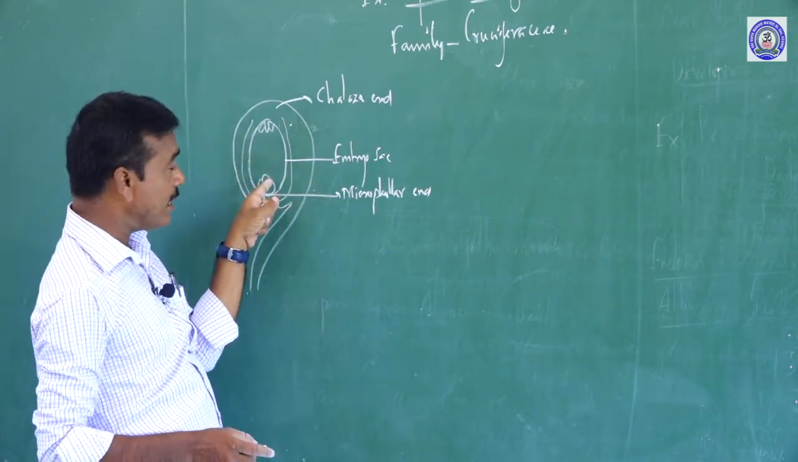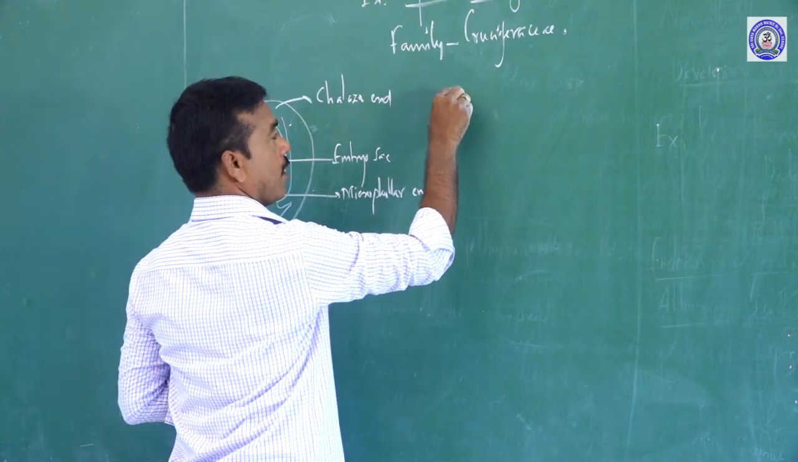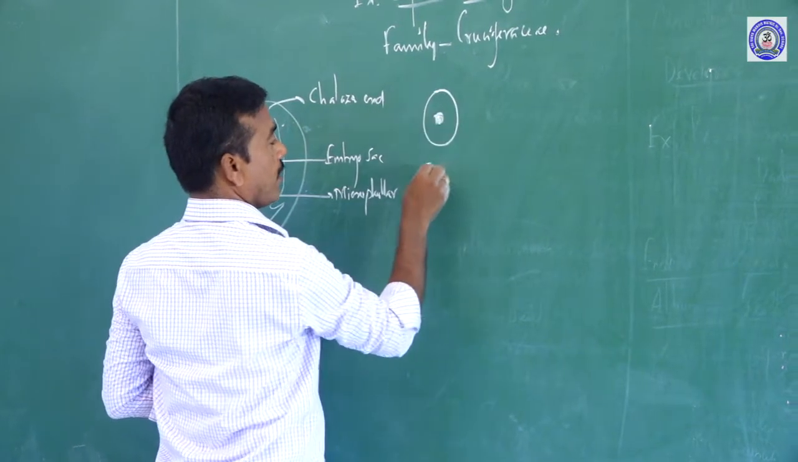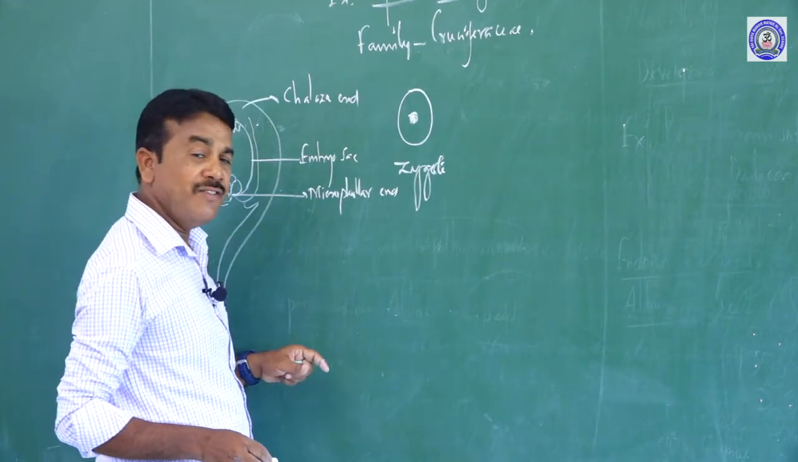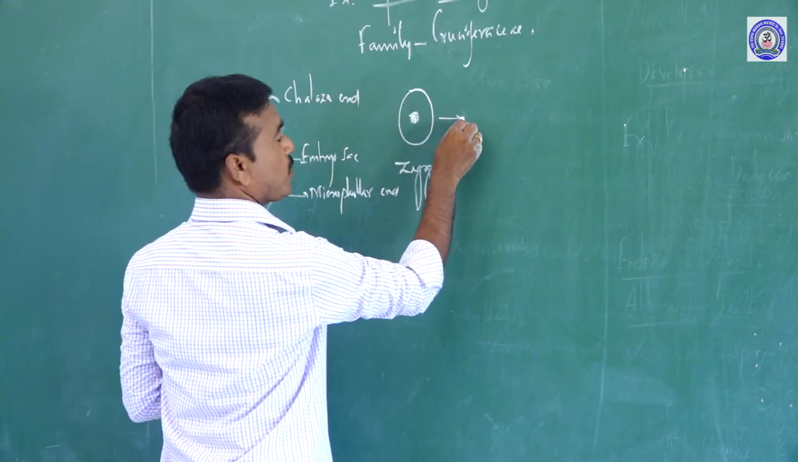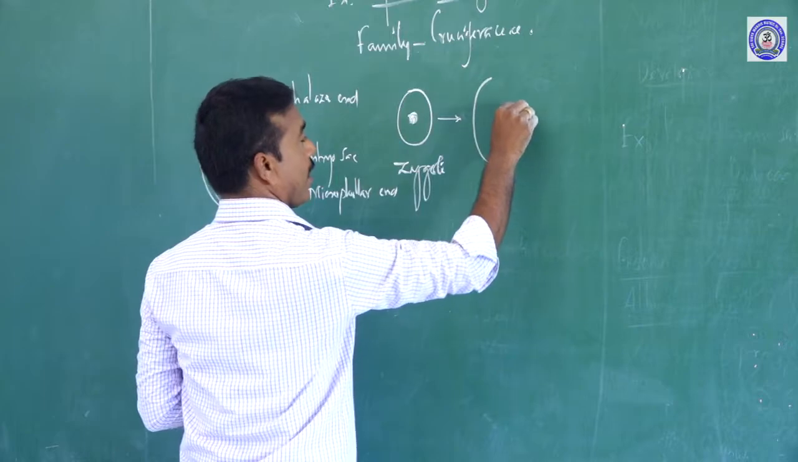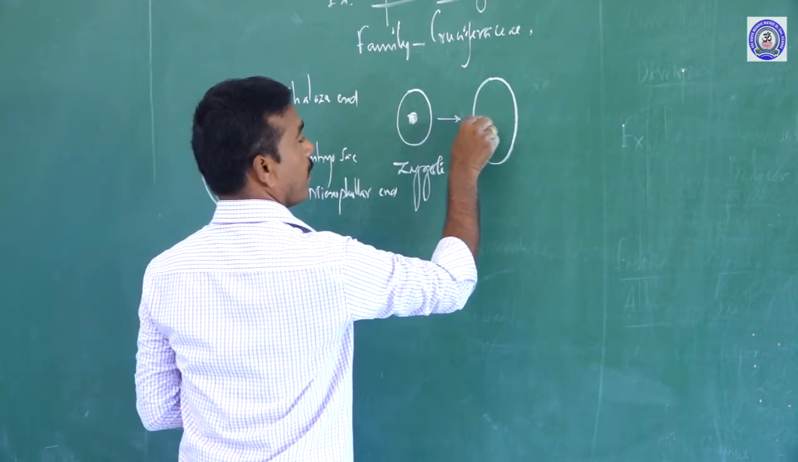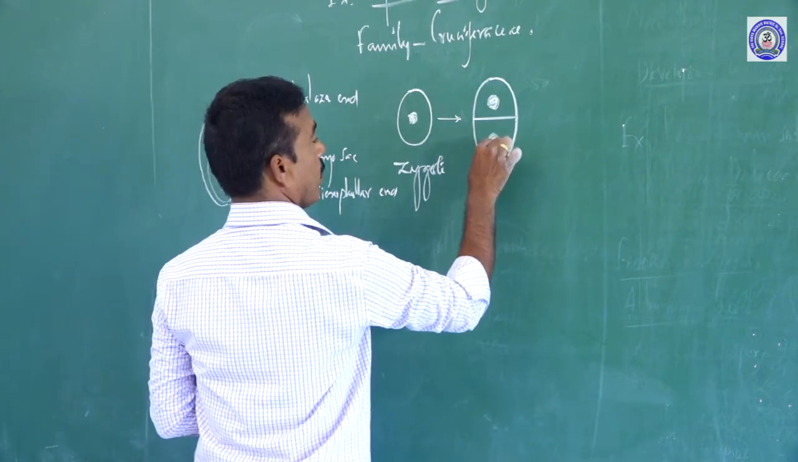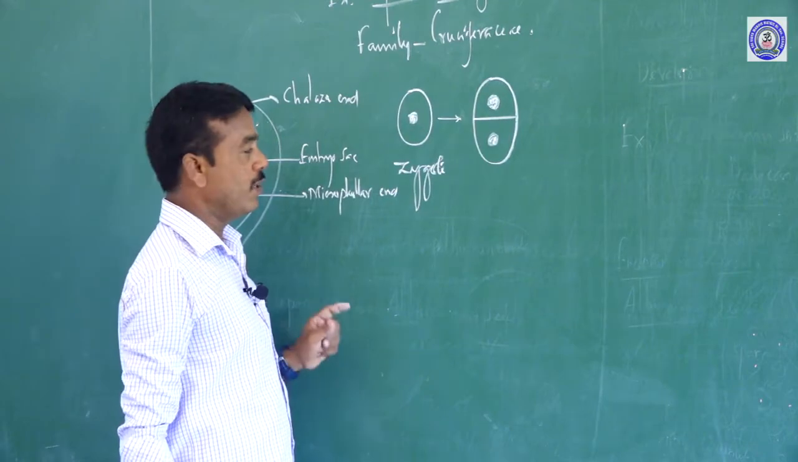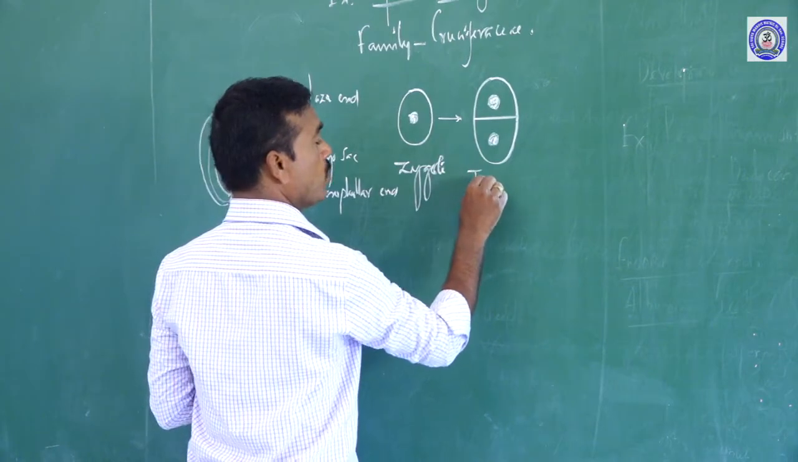When it moves to the micropylar end, the zygote undergoes mitotic division, resulting in two cells forming. That is commonly called the two-celled stage.